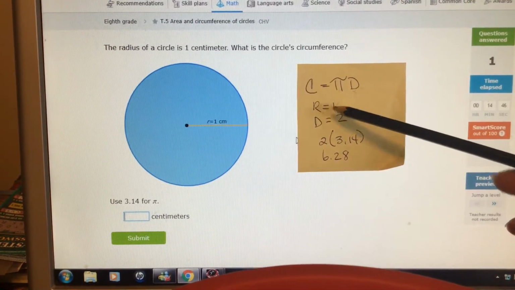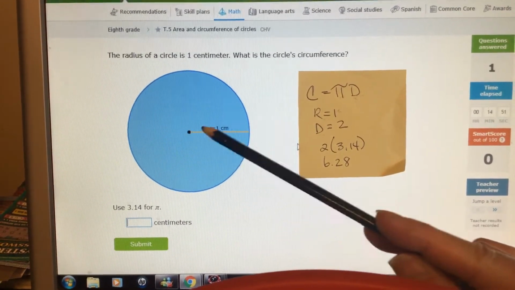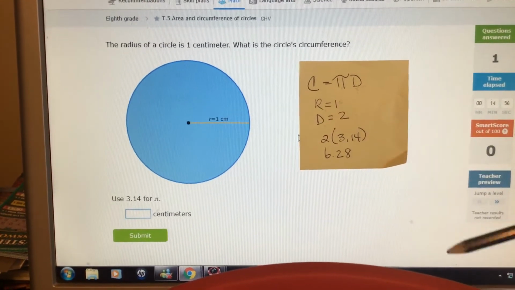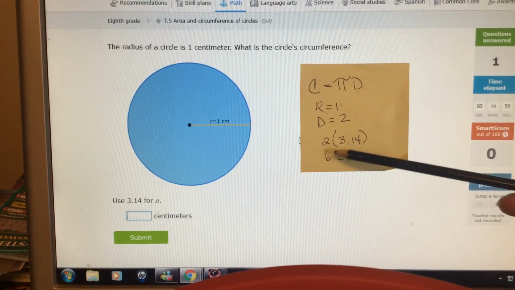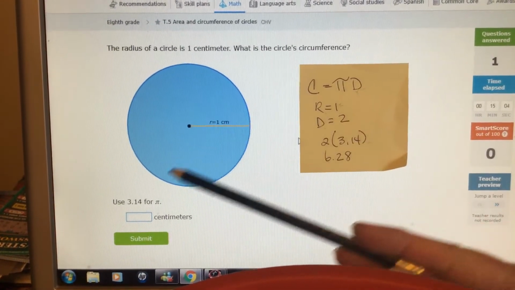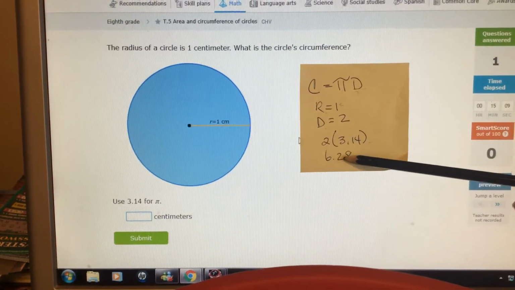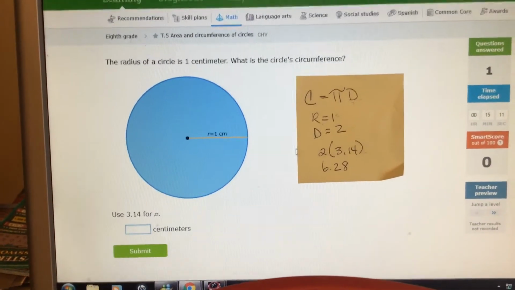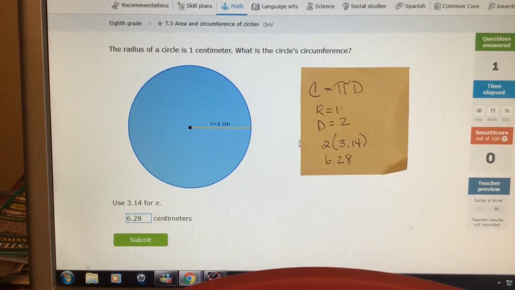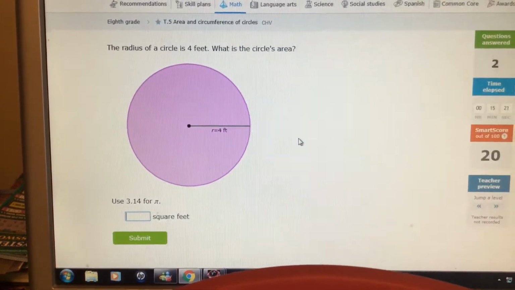So before you begin, you have to figure out the diameter. If the radius is 1, I have one radius here, and one more radius going across would make a diameter. So 1 plus 1 would give me 2. Once I have my diameter, I say 2 times 3.14. Yes, we have to actually multiply 3.14. Notice in the directions it says replace pi with 3.14. And we're going to get 6.28. I'm going to go ahead and punch that in. And it worked.